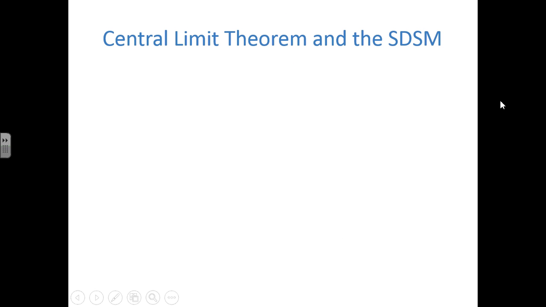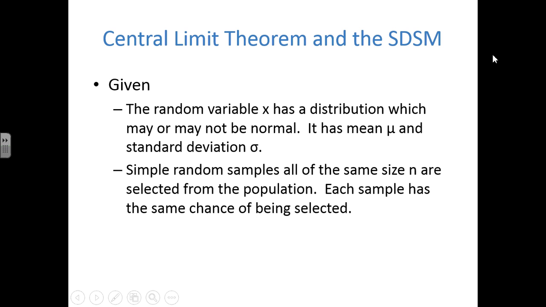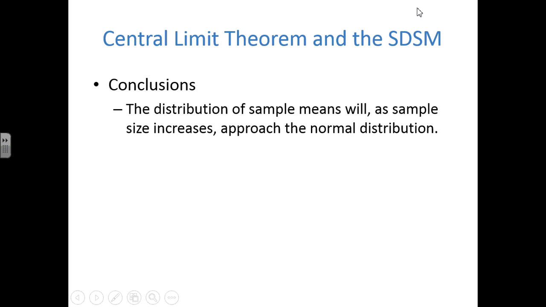The central limit theorem is a very important concept in statistics, and it holds for sampling distributions of sample means. And we need to have these two conditions hold. First, the random variable x has a distribution which may or may not be normal, but it does have a mean, mu, and a standard deviation, sigma. And all of the sample sizes have to be the same size, and each sample has to have an equal chance of being selected. If that holds, then the conclusion of the central limit theorem is the distribution of sample means will, as sample sizes increase, approach the normal distribution.